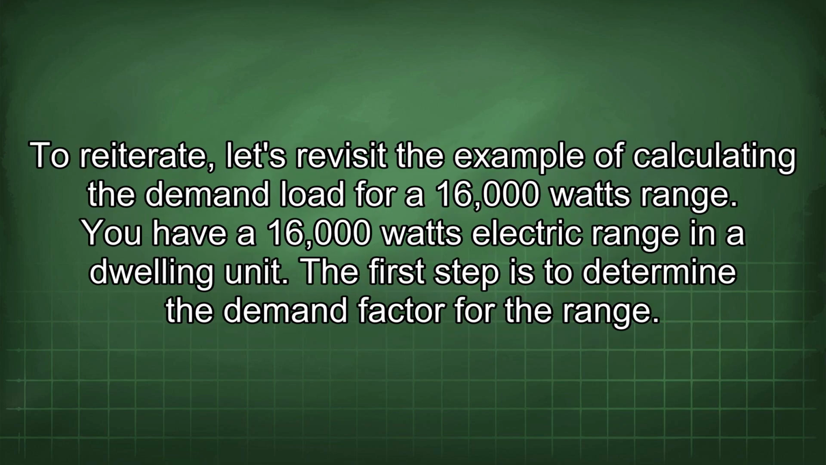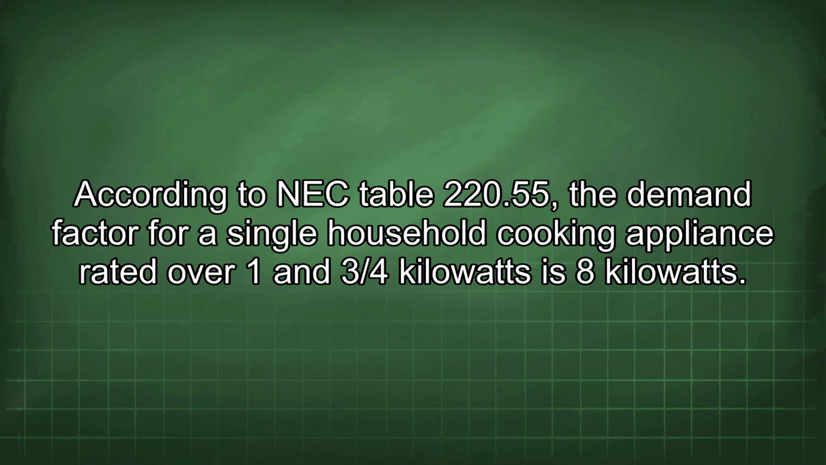To reiterate, let's revisit the example of calculating the demand load for a 16,000 watt range. You have a 16,000 watt electric range in a dwelling unit. The first step is to determine the demand factor for the range. According to NEC Table 220.55, the demand factor for a single household cooking appliance rated over 1 and 3/4 kilowatts is 8 kilowatts.